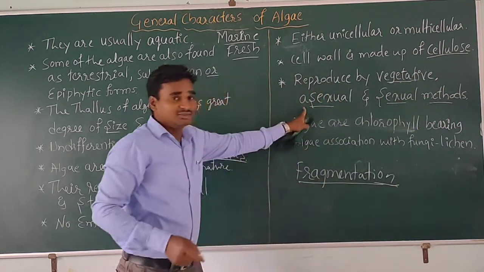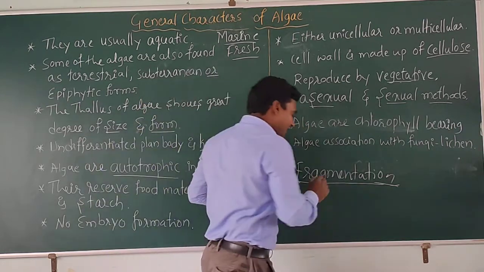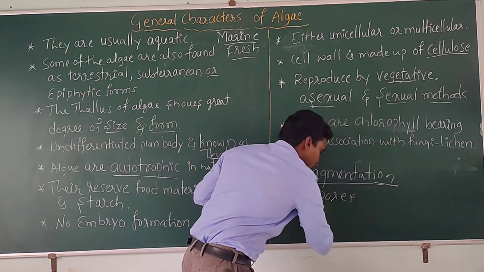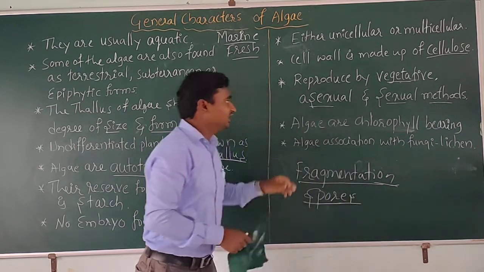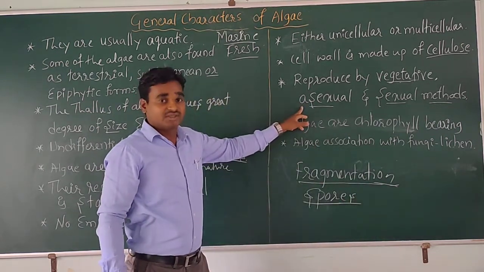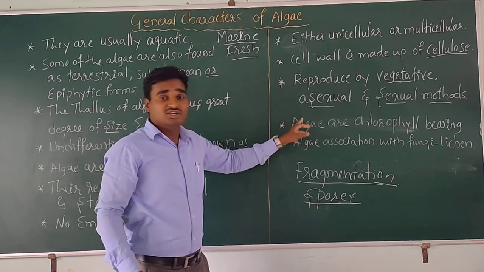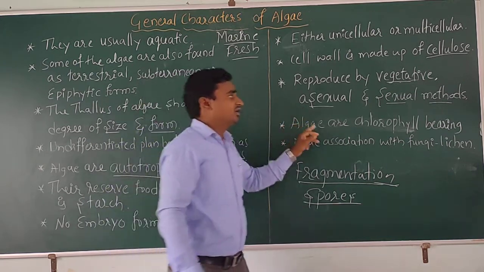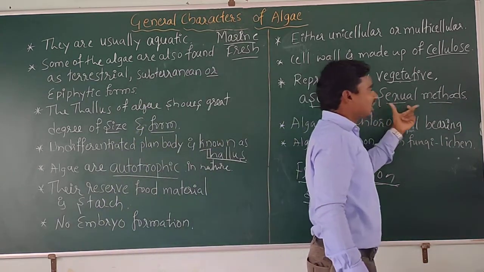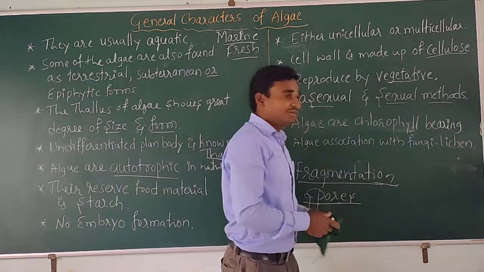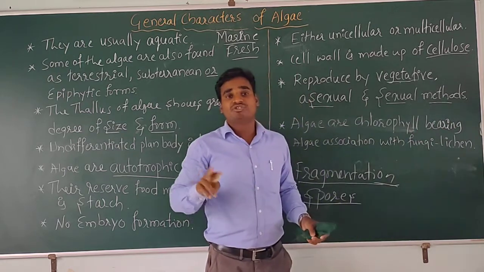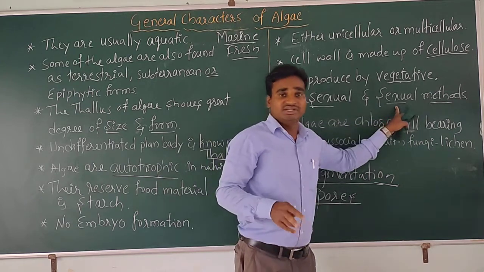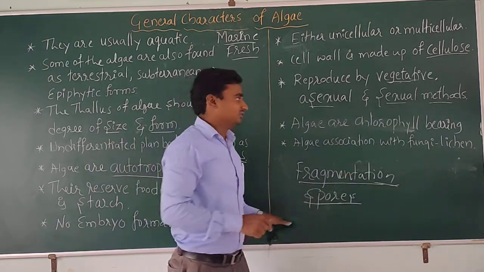And asexual is by spores. Algae reproduce by spores. That is the asexual method. Asexual is without fusion of gametes. Next, another is the sexual method. Sexual method means two gametes fuse. After the gametes fuse, it gives the new plant.